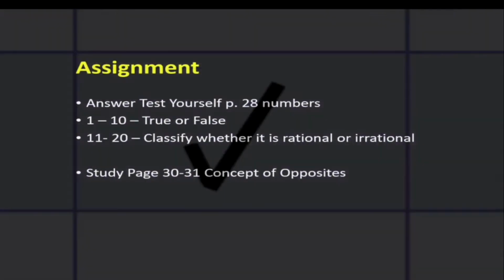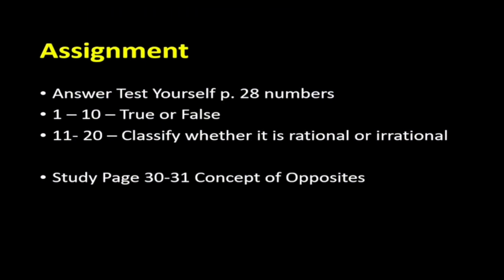For your assignment, please test yourself on page 28. You will only answer the following numbers. Numbers 1 to 10, that is true or false, and 11 to 20, classify whether it is rational or irrational. Also, please study pages 30 to 31, that is the concept of opposites.